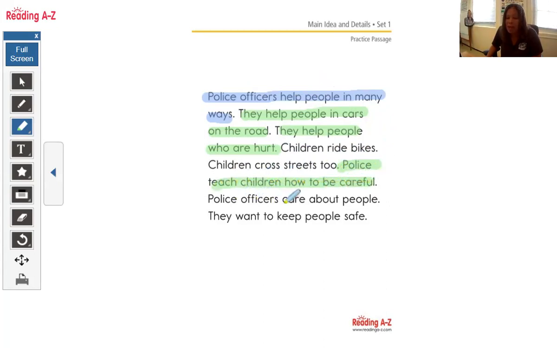Police officers care about people. They want to keep people safe. So if you got anything that I highlighted, just put a tick next to it. Okay. All right. And that is it. That's our lesson. So for practice, you always have your notes there.